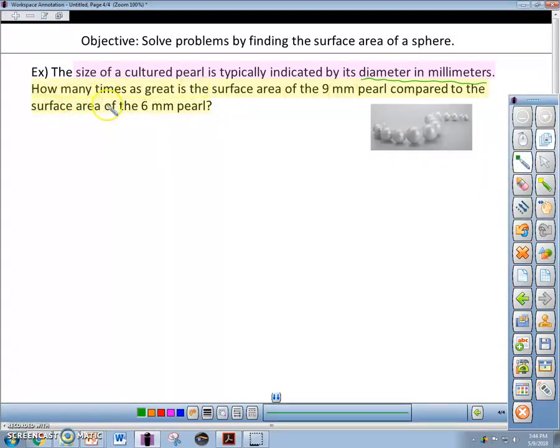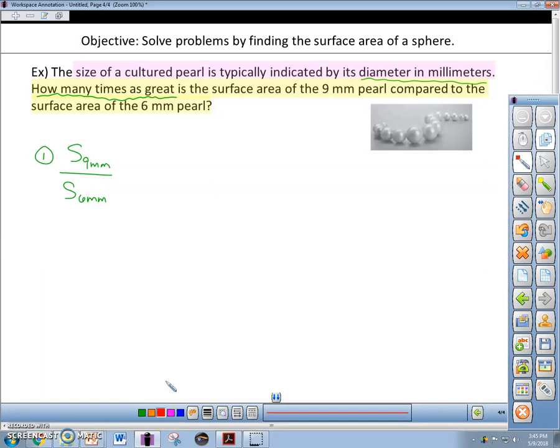So you may understand these types of problems. When it asks us how many times as great is one thing of another, we actually compare them through the inverse operation of multiplication, which is division. So we are actually going to figure out what the surface area of the 9 millimeter pearl would be and divide that by the surface area of the 6 millimeter pearl. And whatever value we get here, that's the multiplying factor for how much larger, how many times as great the 9 millimeter pearl's surface area is than the 6 millimeter pearl's surface area.